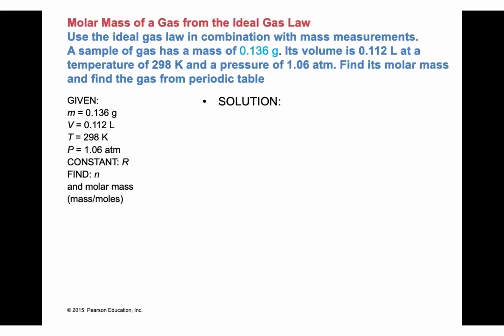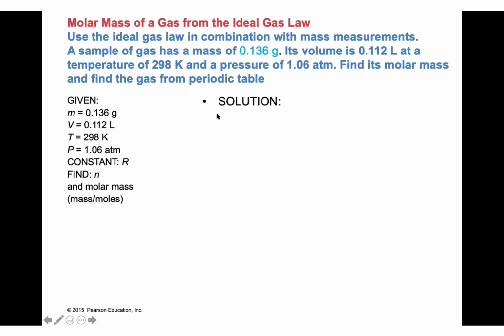Okay, so let's do another question, which is also the ideal gas law. Pay attention, guys. Let's read the question here. They already make it easy for us. They just tell us that it's the ideal gas law. A sample of gas has a mass of this. So they gave us a gas. The mass is this one. The volume is 0.112 liters.